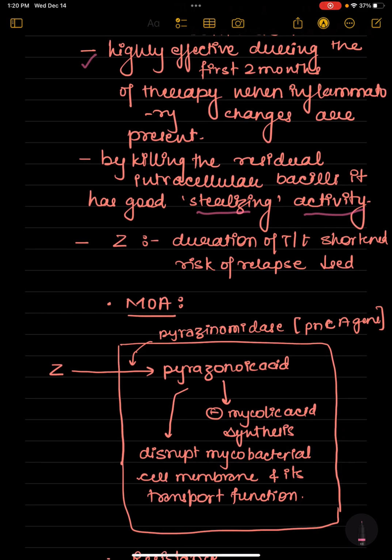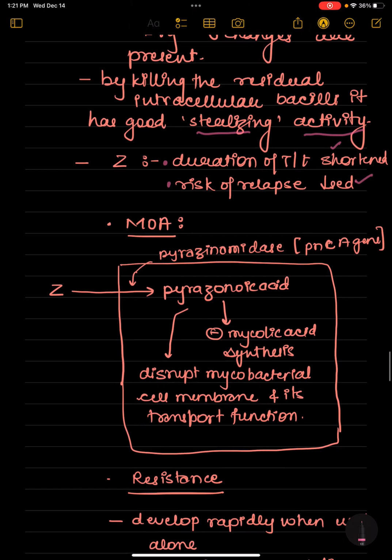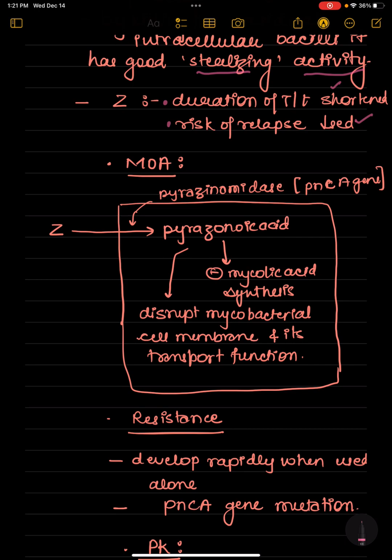The benefit of using pyrazinamide in antitubercular therapy is that the duration of treatment is shortened and the risk of relapse is decreased. What is the mechanism of action? Pyrazinamide enters the tubercular bacilli, where it is converted into pyrazinoic acid, which is the active metabolite of pyrazinamide. It will inhibit mycolic acid synthesis and disrupt the mycobacterial cell membrane and its transport function.